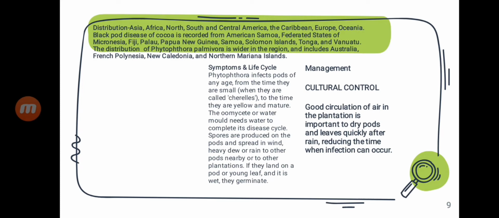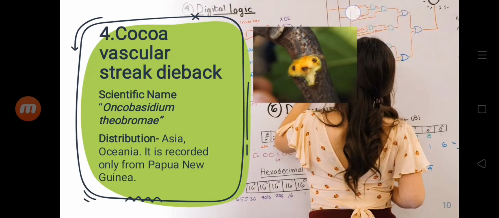Management: cultural control. Good circulation of air in the plantation is important to dry pods and leaves quickly after rain, reducing the time an infection can occur. Number 4.